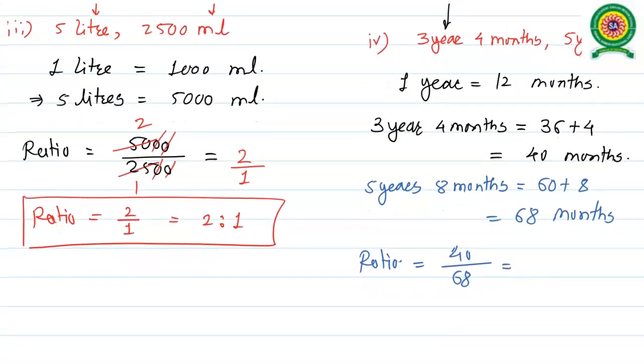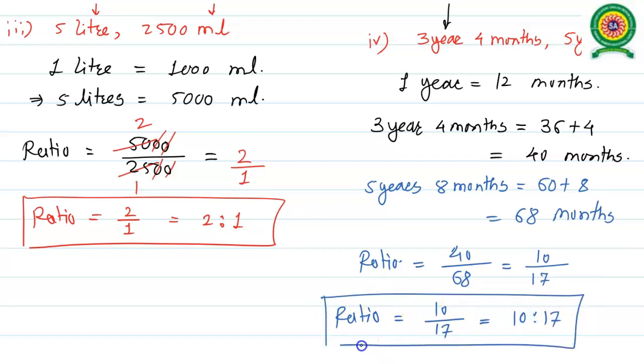Now both are divisible by 4. 4 tens are 40, then 4 ones are 4, leaving a remainder, and 4 sevens are 28. So now the ratio is of the form 10 divided by 17, or you may write it as 10 is to 17.